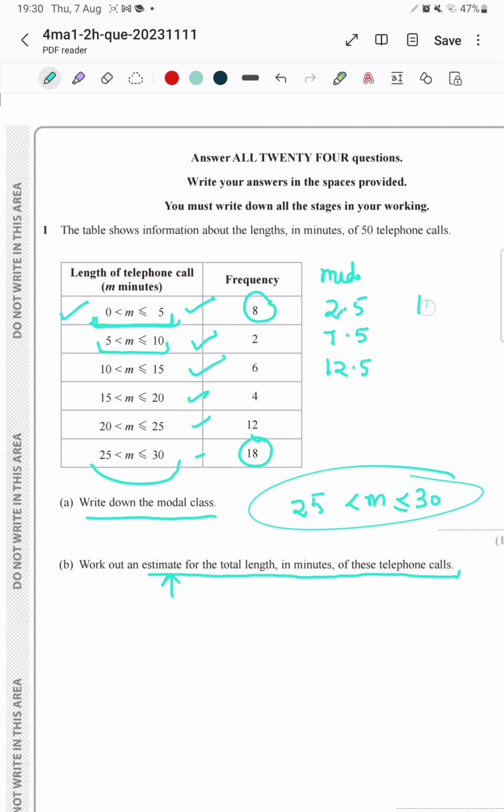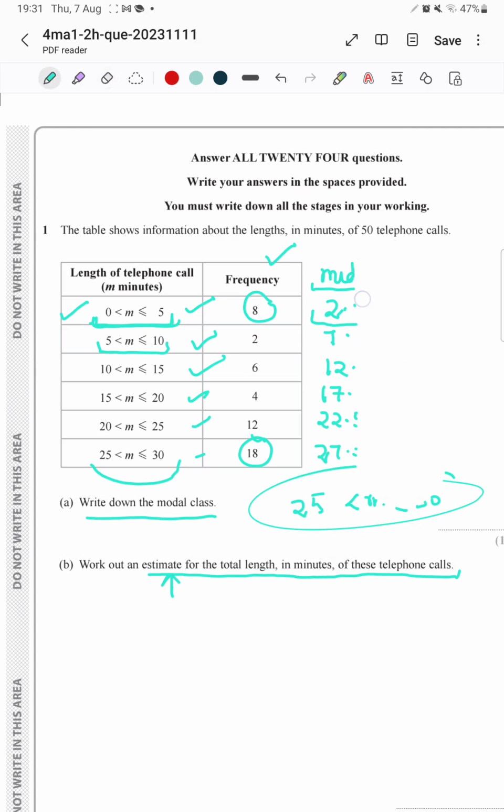How to find them? We have 10 and 15, so I add them up and divide by 2. Next we have 15 to 20, so it will be 17.5. Next is 20 to 25, which is 22.5. Then 25 to 30 will be 27.5. And then we have to find all the lengths. These are the midpoints. If there are 8 calls and we assume they are approximately 2.5 minutes long, then there are 8 calls which are approximately 2.5 minutes each.